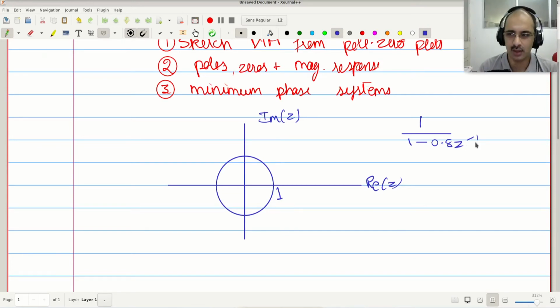We know what the DTFT of this is going to look like. You can just substitute 1 upon 1 minus 0.8 e power minus j omega. When you put omega equal to 0, this becomes 1 by 1 minus 0.8, which is 5, and when omega is pi, this becomes 1 upon 1 plus 0.8, which is 1 upon 1.8. If you look at the pole zero plot, this x is the location of the pole at 0.8.